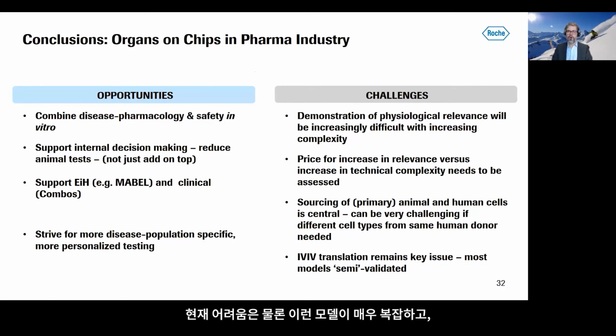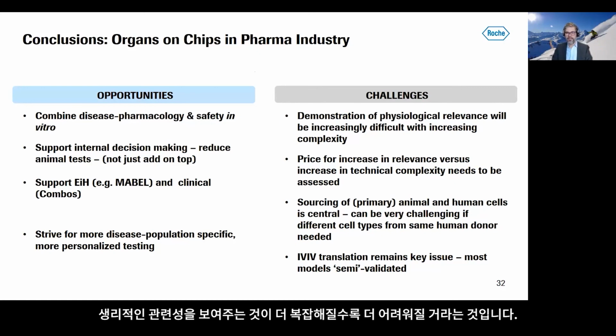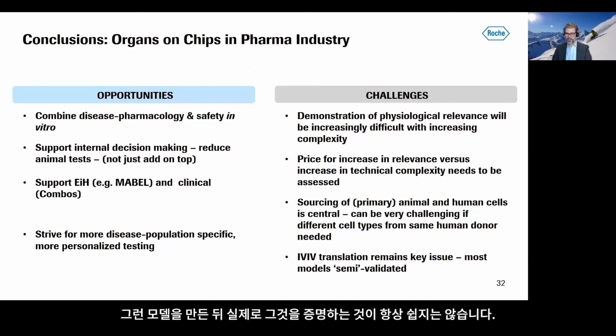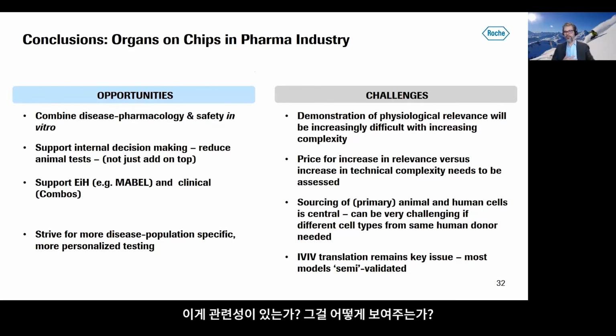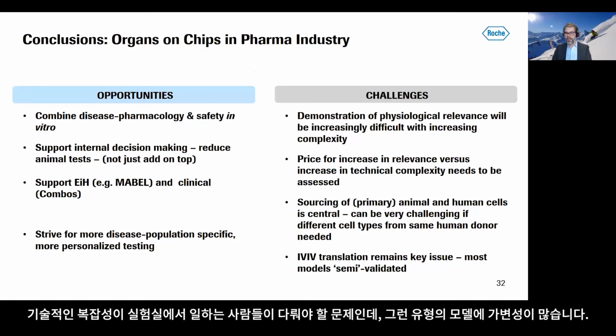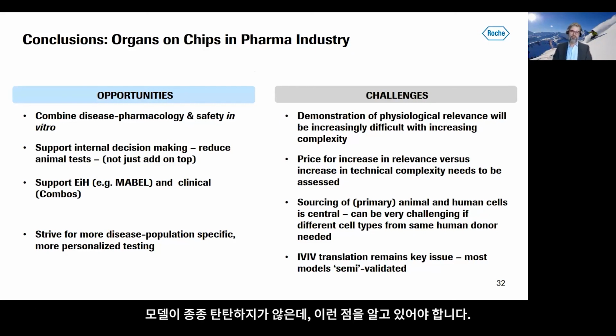Now, the current challenges are, of course, these models are very complex, and the demonstration of the physiological relevance will be increasingly difficult with increasing complexity. It's not always easy to really demonstrate once you have established such a model, is it relevant? How do you show that? And this increased complexity also comes with a price. It's a technical complexity for the people in the lab to deal with those kinds of models. They have a lot of variability. Sometimes they are not so robust. So this is something to be aware of.